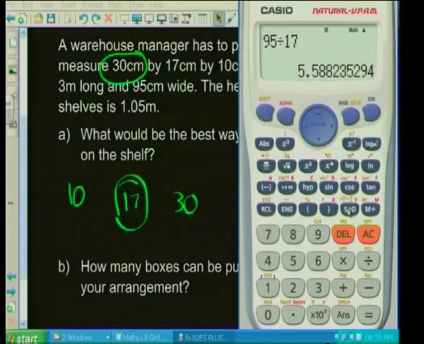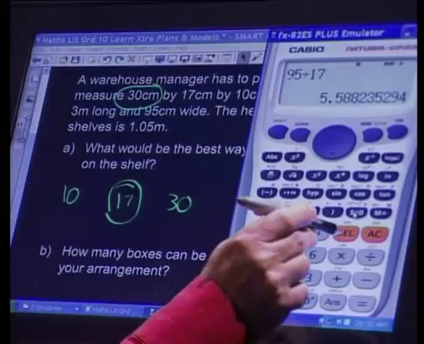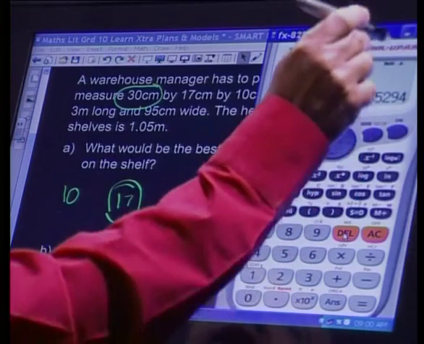So if I used my 30 centimeter side to fit 10 boxes across, I've only got space then for the width for 5 boxes. And the last one would be my height, which is 10 centimeters, and I've only got 1.05 meters for the height. That means I could fit another 10 boxes up if I use that arrangement. So let me quickly look at all of those figures.